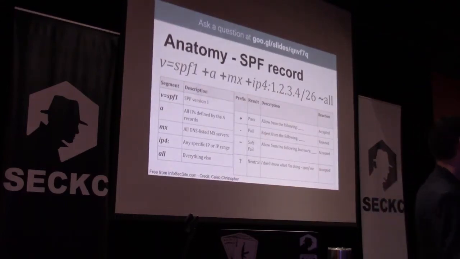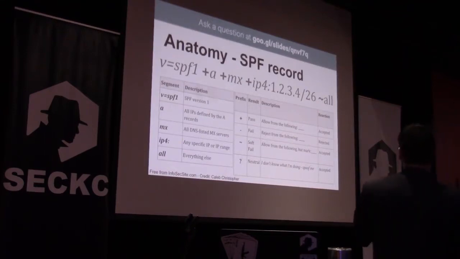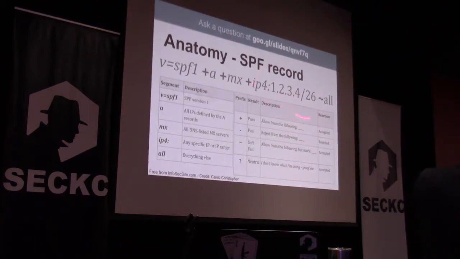So for Amazon, they give an A record, which is *.amazonses.com. So I would have two things in that section. You can also allow or deny a specific IP or range of IPs.